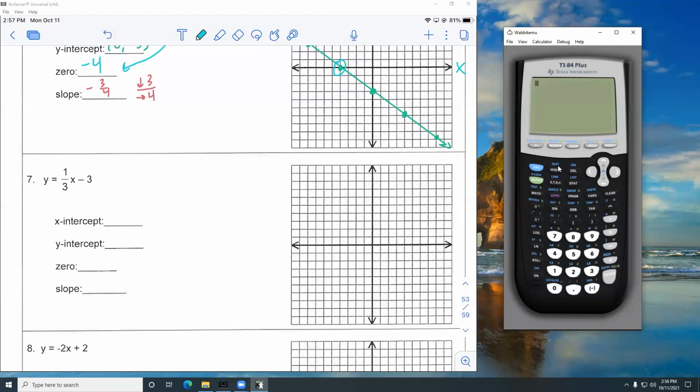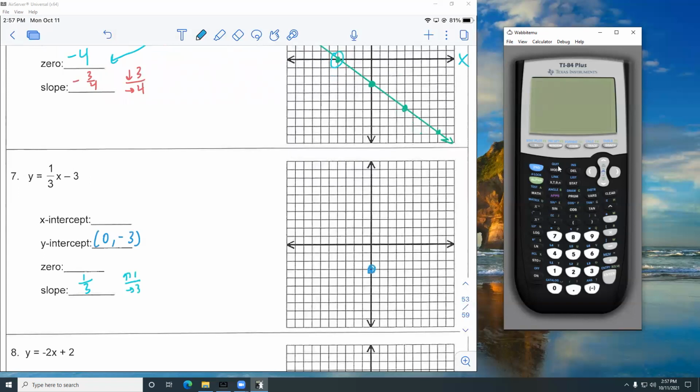Number 7, exact same thing. My slope is going to be 1/3, so I'm going to be going up 1, right 3 every time. And my y-intercept now is still 0, -3, so I go down -1, -2, -3. Now I'm going to use my slope: up 1, right 3, up 1, right 3, up 1, right 3. Then let's go down 1, left 3, down 1, left 3, down 1, left 3.